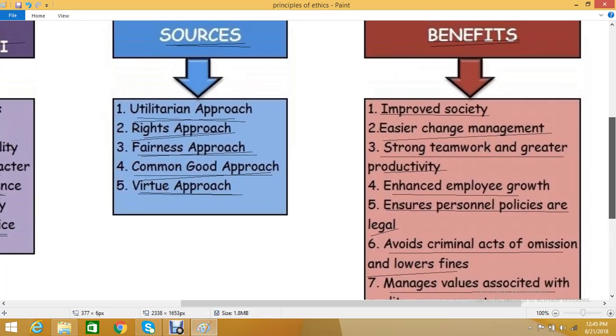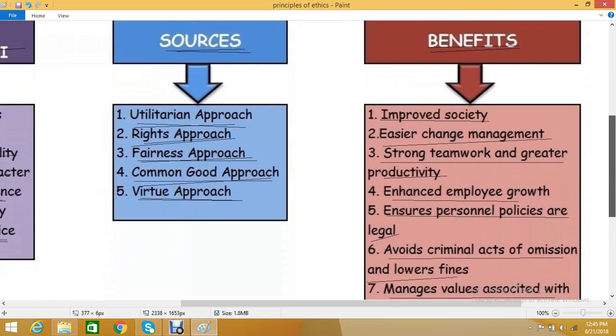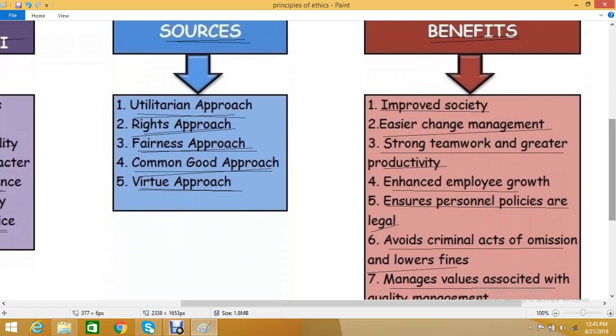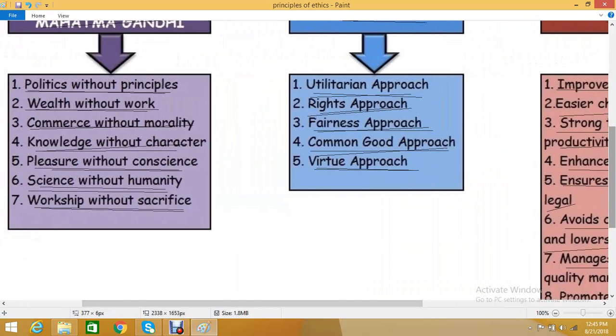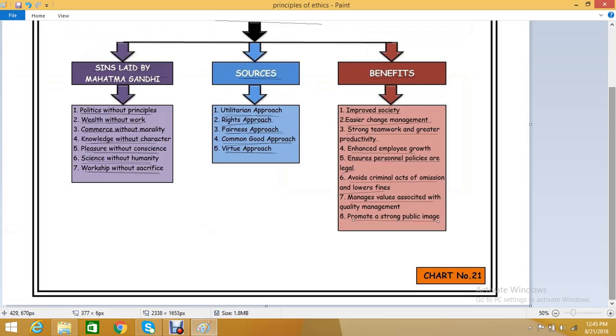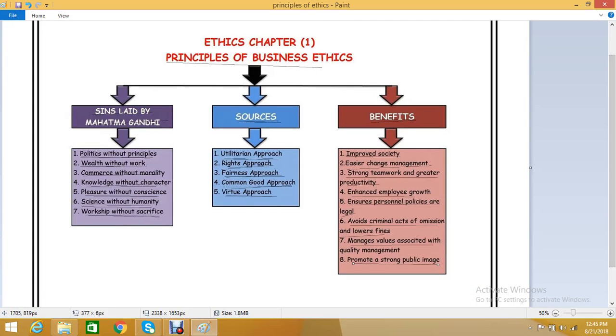So what are the benefits of using the principles of business ethics? If you use ethics in business, it will be helpful in the way we discussed. So there are these 3 points. You can see the signs laid by Mahatma Gandhi, sources, and benefits. In benefits there are 8 points: improved society, easier change in management, strong teamwork and greater productivity, enhanced employee growth, ensure personal policies are legal, avoid criminal acts of omission and lower fines, managers' values associated with quality management, promote a strong public image.